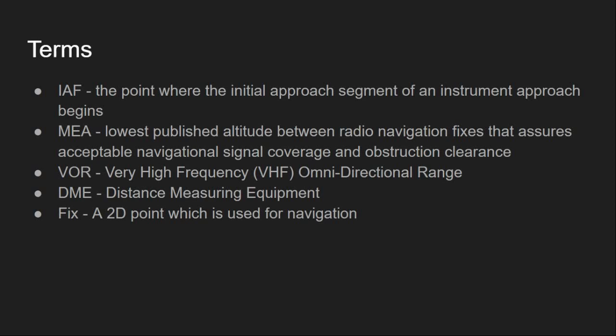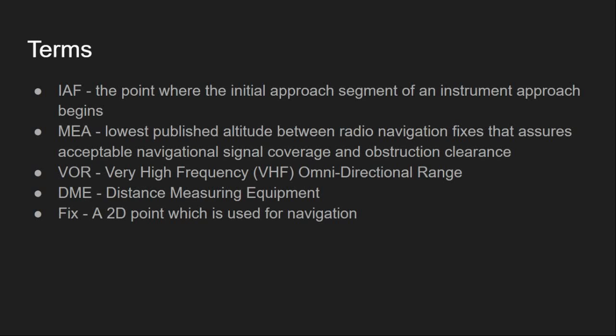IAF stands for the initial approach fix, and like the slide says, it's the point where the initial approach segment of the instrument approach begins. It's denoted by the letters IAF on the actual approach plate, as you'll see in a minute. The MEA is the minimum en route altitude, the lowest published altitude between radio navigation fixes that ensures acceptable navigation signal coverage and obstruction clearance. You generally don't want to go below this altitude, as you will fail your check ride, and you may run into obstacles below you.